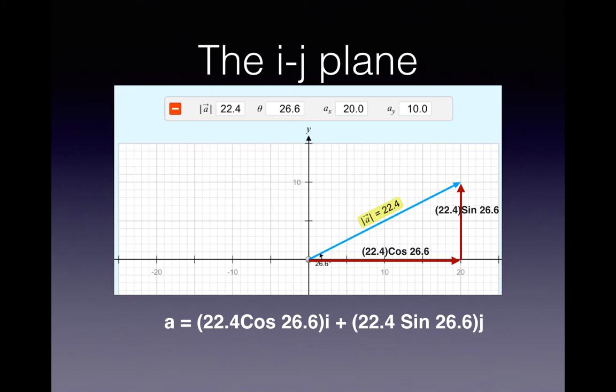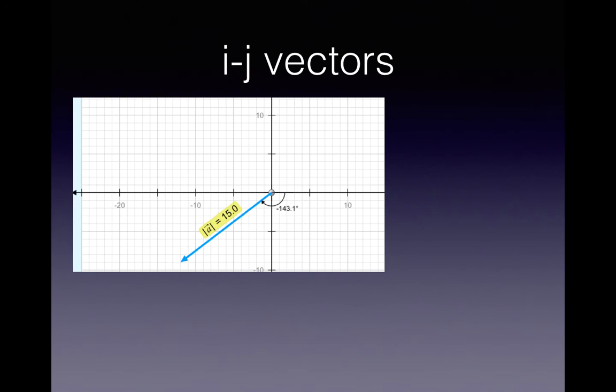And then what we want to do is say the 22.4 cos of 26.6 is in the i direction. So that's why we have that thing in brackets multiplied by i, plus the size of the vertical one multiplied by j. And the i's and the j's are essential to denote direction. So i is horizontal, j is vertical. Okay, second example. All right, in this case, we see that the i's will be negative and the j's will be negative as well. And that's because the vector is going to the left and down.